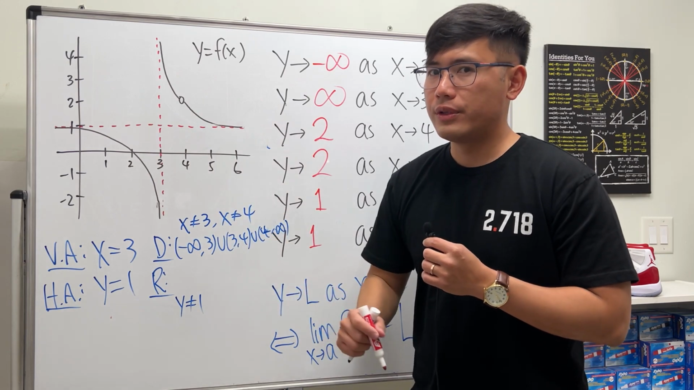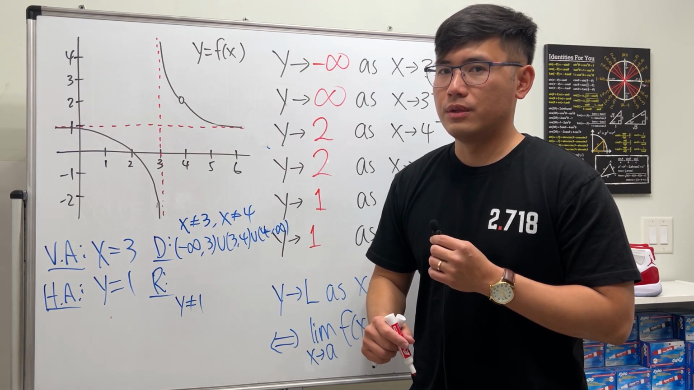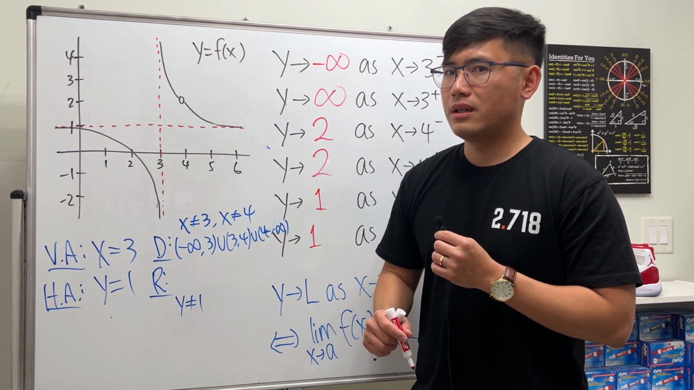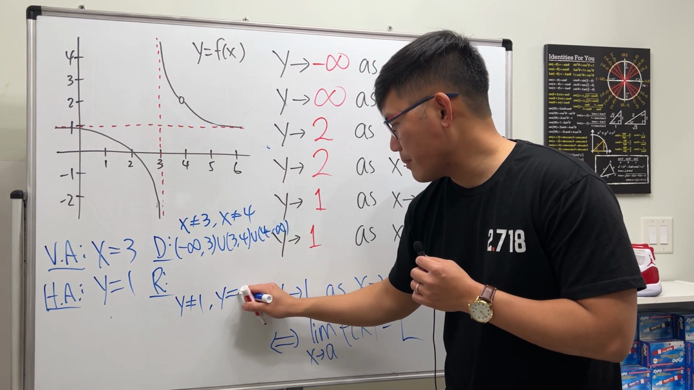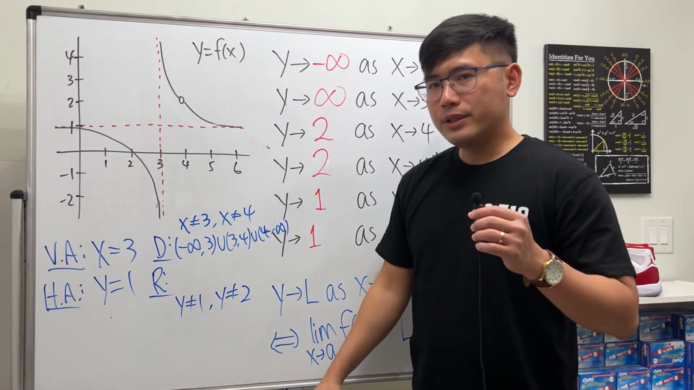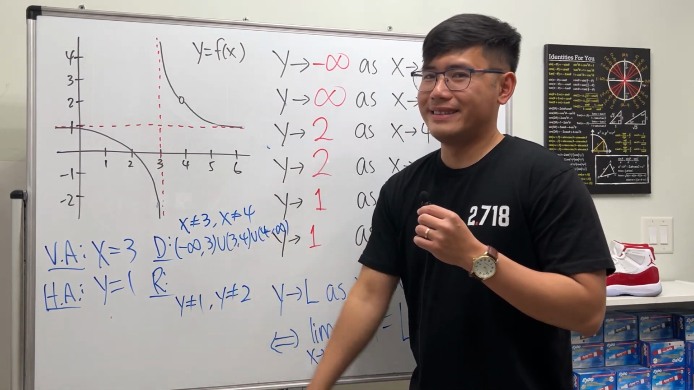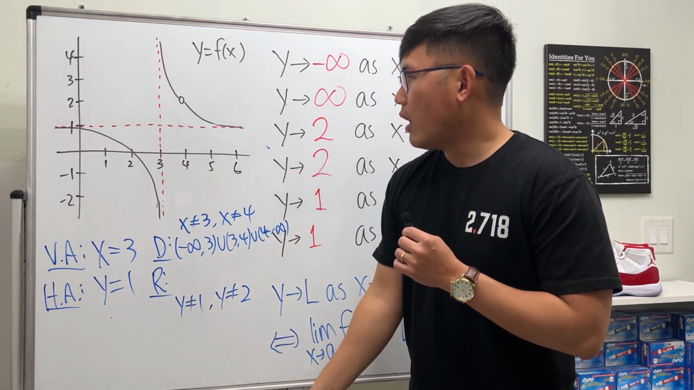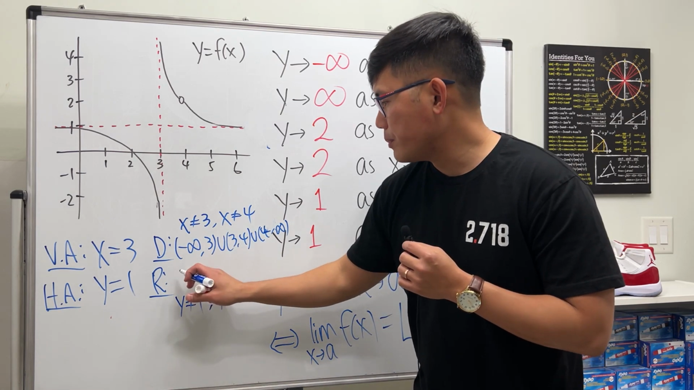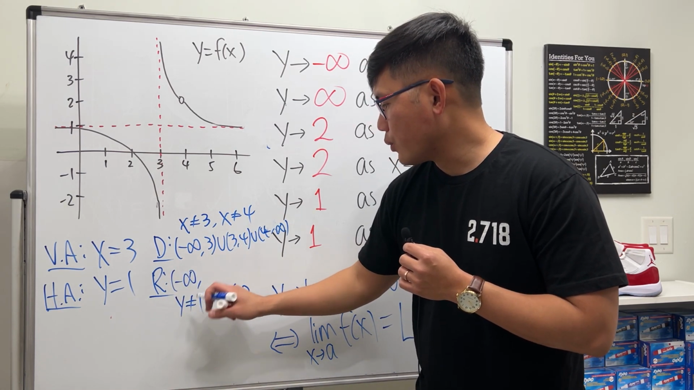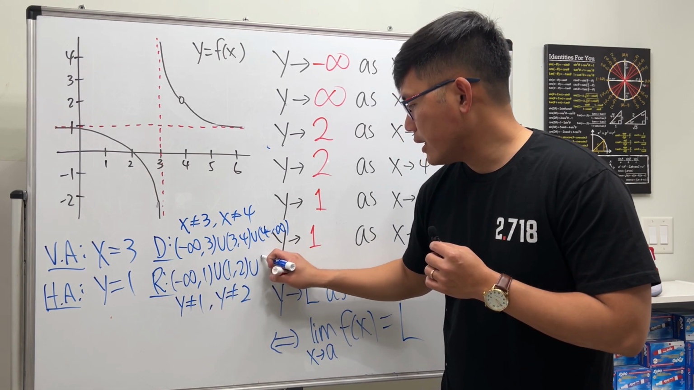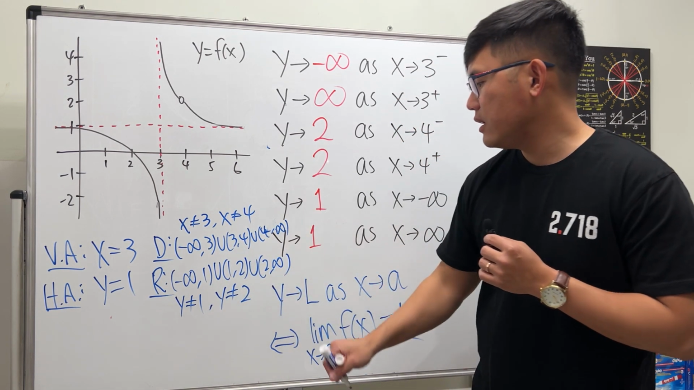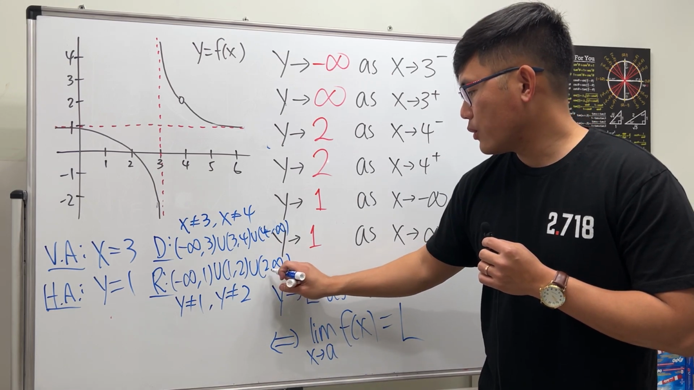There's another y for you that is not going to equal to what? 2. Yes, we have the open circle. So y cannot be equal to 2. And notice, yes, 1, 2, 3, 4. Okay, yes, the range is going to be from negative infinity to 1, union from 1 to 2, union 2 to infinity. And that will be pretty much it.